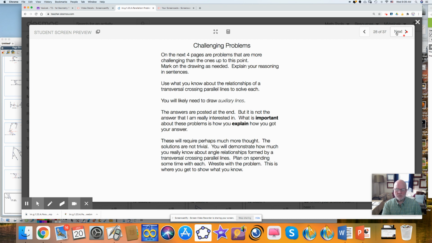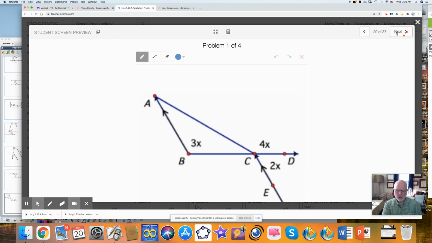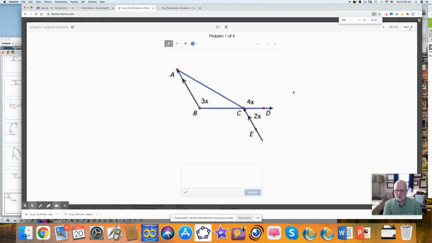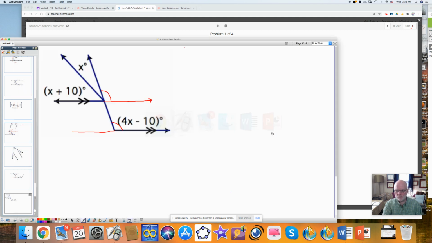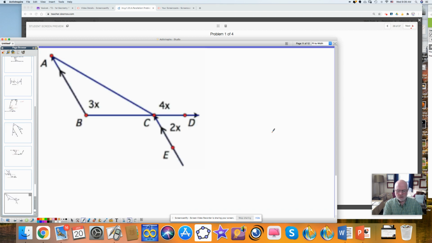Next, we have some challenging problems. And I don't know if I'm going to go through all of these. I think I might show you a couple of things with this. But really what I want you to do is to try to figure this out on your own. So I'm going to maybe get you started on something. Show you some markings that I might make if I were doing this.